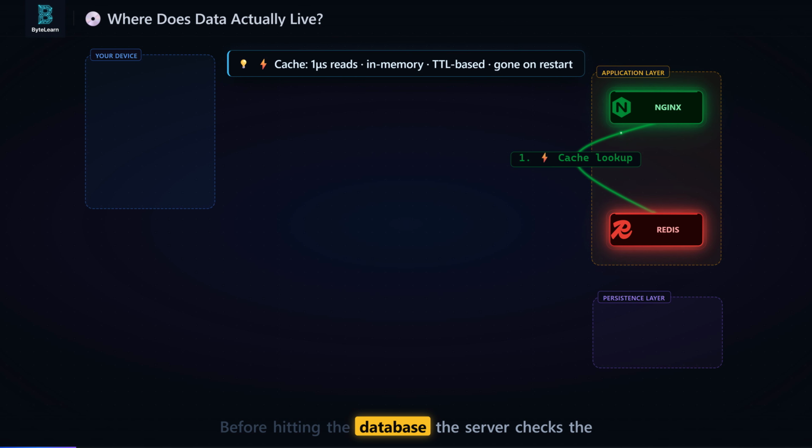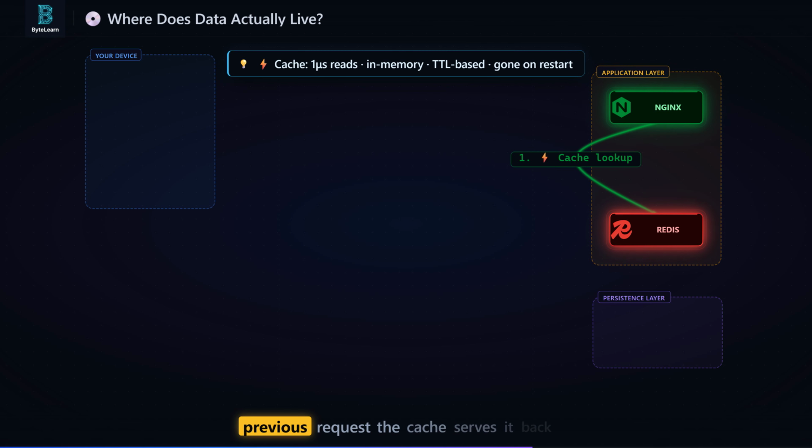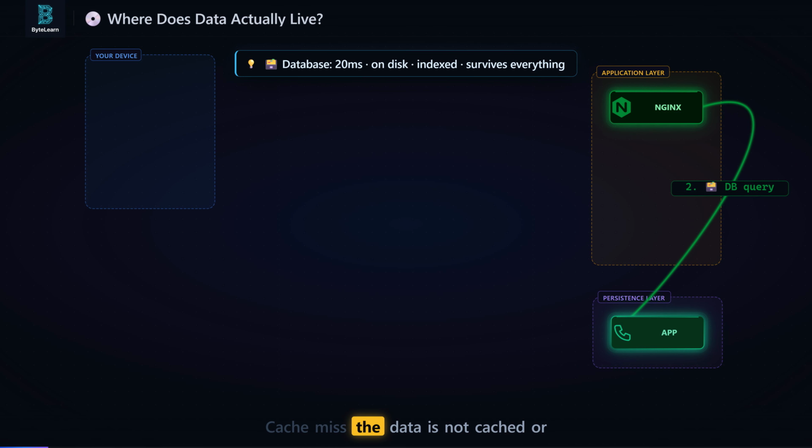Before hitting the database, the server checks the cache, Redis in most production systems. If your recent transaction history is already cached from a previous request, the cache serves it back in about a microsecond. No database involved. Cache miss: the data is not cached or the cache has expired.